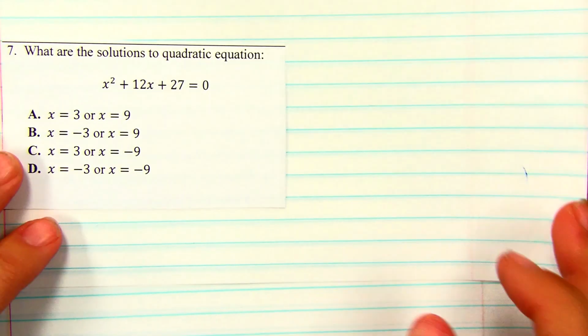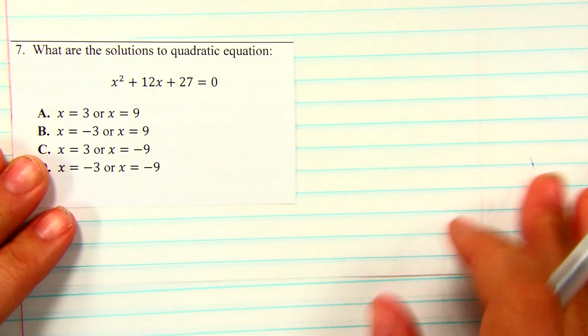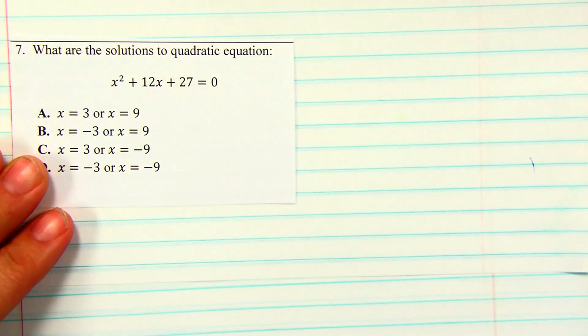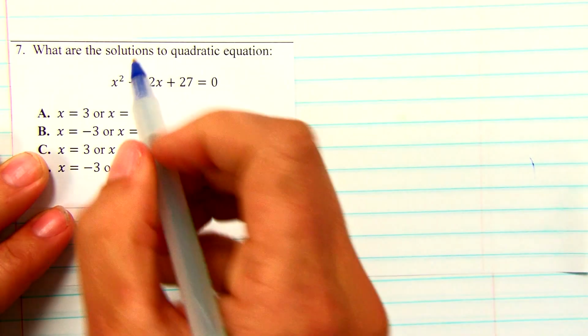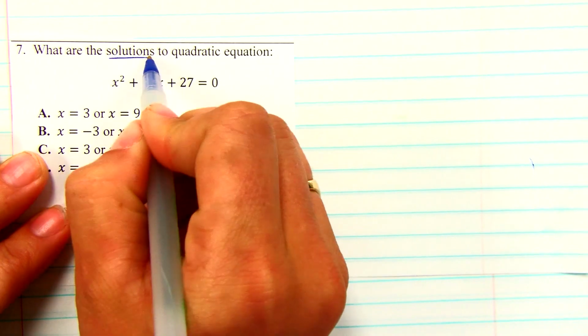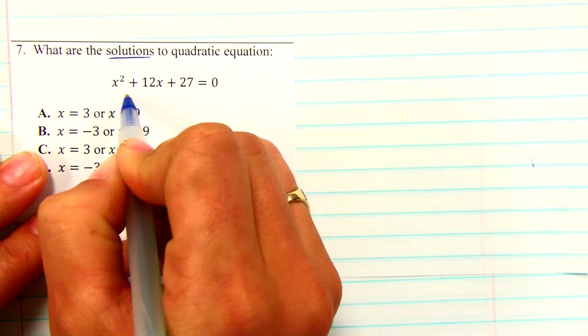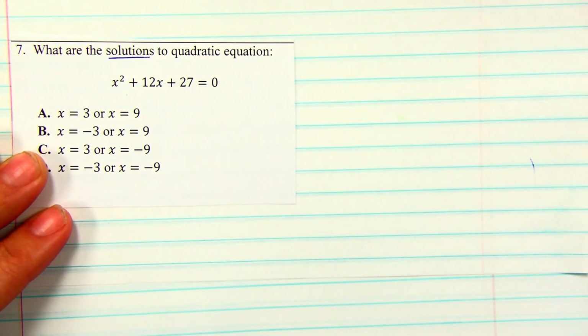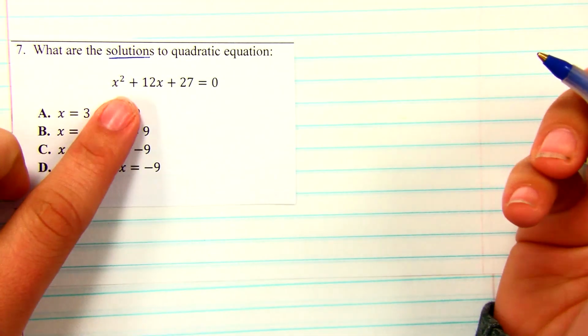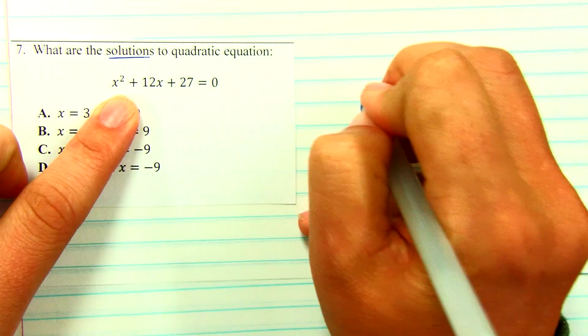Question number 7, what are the solutions to the quadratic equation? Your first step, if you are going to find solutions, solutions are values for x that make this true, but your first step would be to factor this. Okay, so I'm going to do factoring for this.